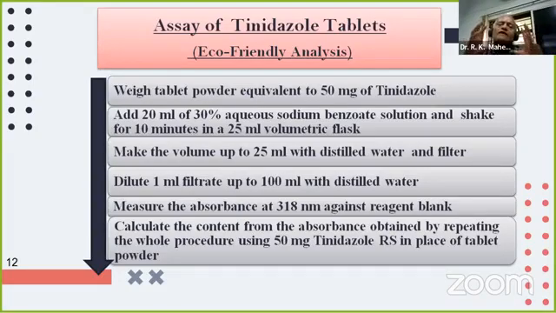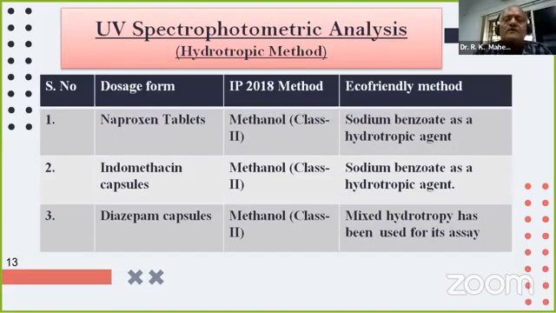Anyway, now what is the beauty of this hydrotropic method? You have replaced a class 2 harmful organic solvent, methanol, which is there in the IP method, by sodium benzoate solution. Your method is economic as well as free from harmful effects because sodium benzoate is non-volatile. In this way, you are employing the solubilizing power of solids to replace harmful organic solvents. In the same way, for the UV method using hydrotropy for naproxen tablets, the IP method involves the use of methanol. Methanol has been replaced by sodium benzoate solution.